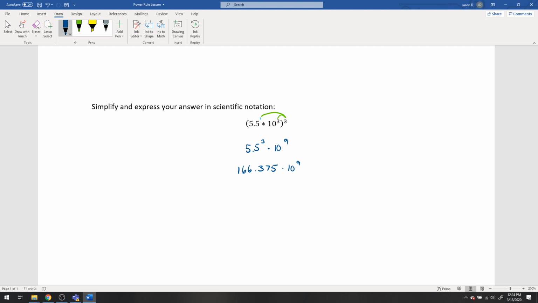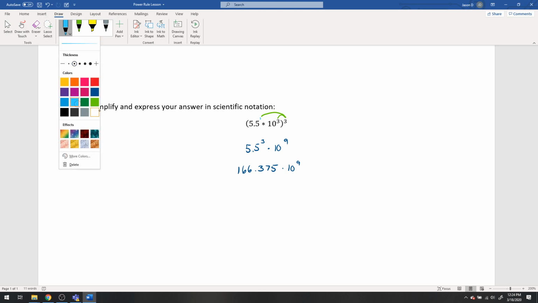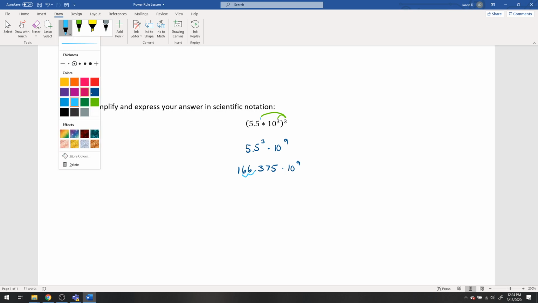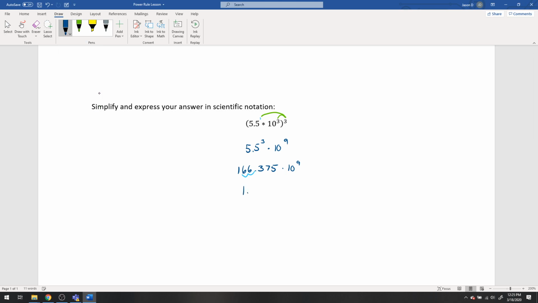And what we're going to do is drag that decimal place to put this back into scientific notation. We have to drag the decimal 2 places to get it so that there's 1 number in front of it. Here we'll get 1.66375. Because we drag the decimal 2 places, it becomes 10 to the 11th power. And that's your answer.